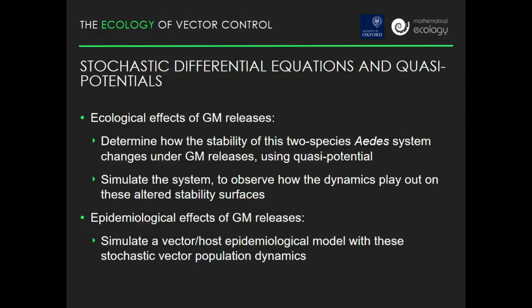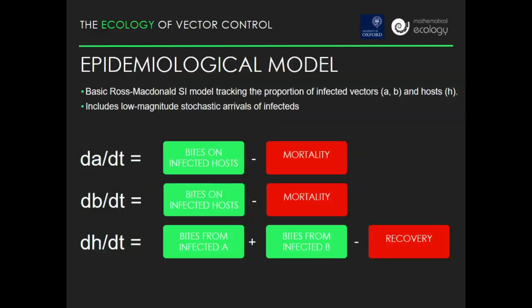Another thing that we did was we also built an epidemiological model onto these vector population dynamics. Because what we wanted to show and demonstrate is that the underlying stability landscape in the vector population will be up-related to the epidemiological dynamics that you observe. So on top of our basic vector model with our two species, we also put on a very simple Ross-Macdonald model that just tracks the proportion of infected individuals in the population.